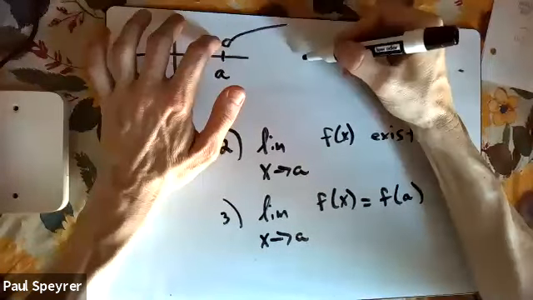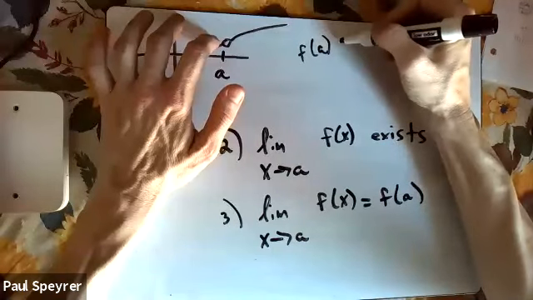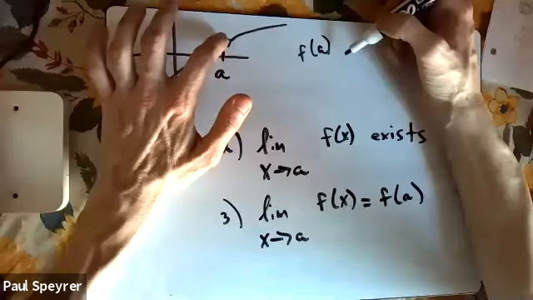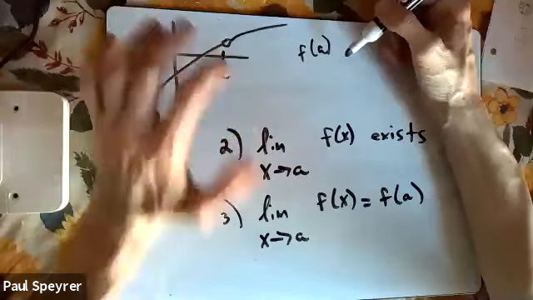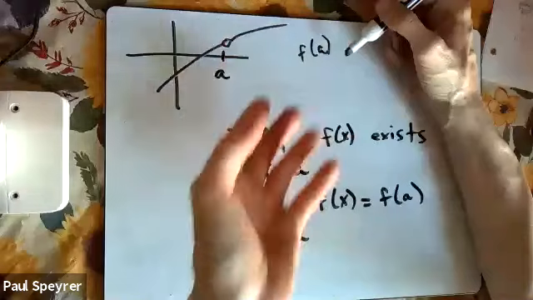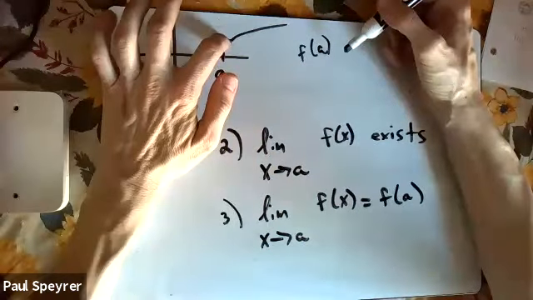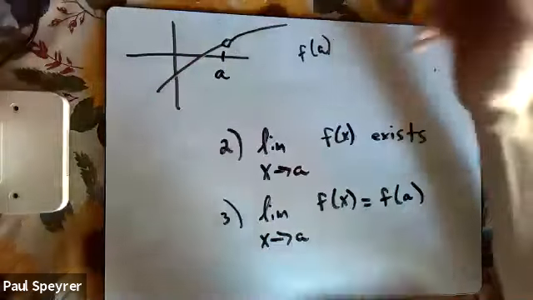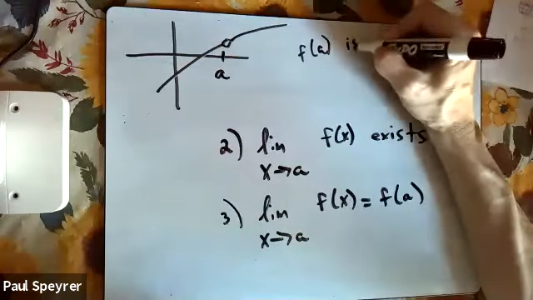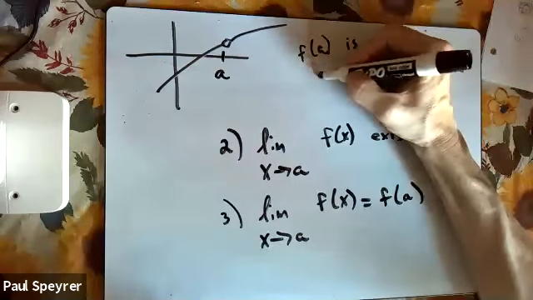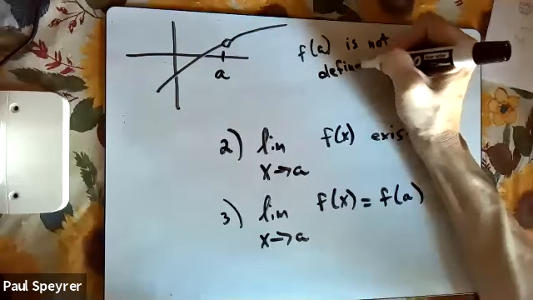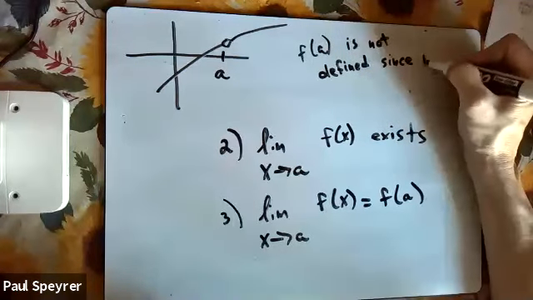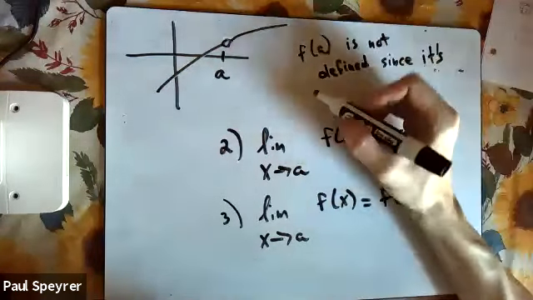But if I asked you, remember we had problems like, what is f of a? Meaning if you could land right on top of a, what would the y value be? But in this case, you can't land right on top of it. Remember I kept saying you fall through the hole. The only way that this would be defined is if it was a solid circle, which it isn't. So in this case right here, f of a is not defined, since it's an open circle.